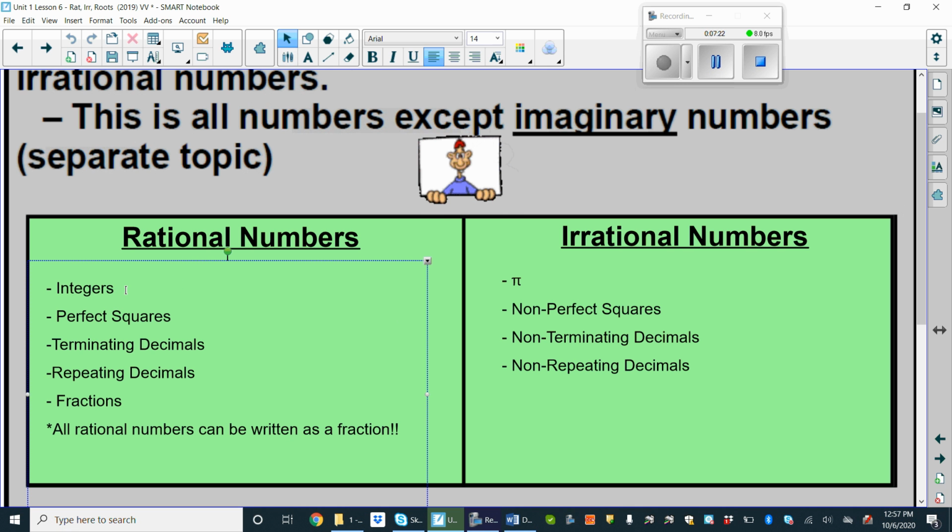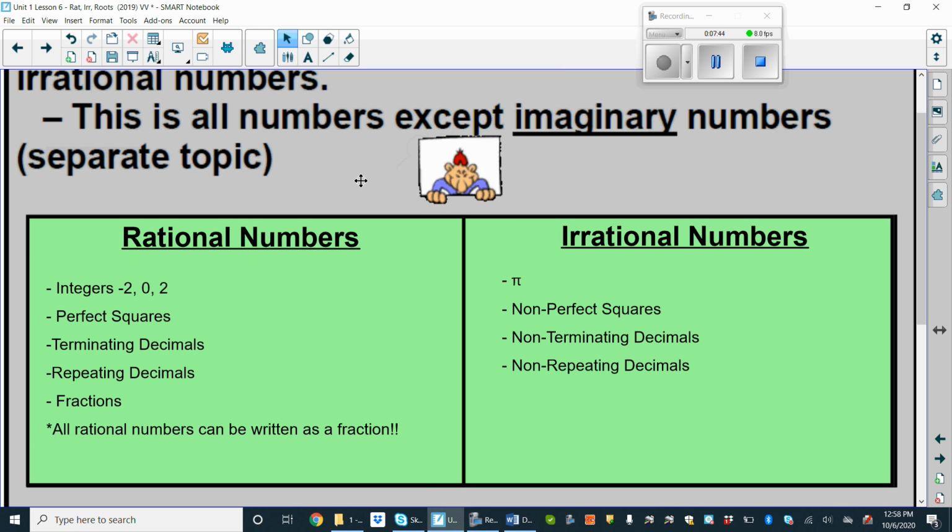So for integers, you could have negative numbers, 0, and positive numbers as well. So it's any whole number on a number line. So it could be negative 100, 1,000, 600. So any integers are rational numbers.